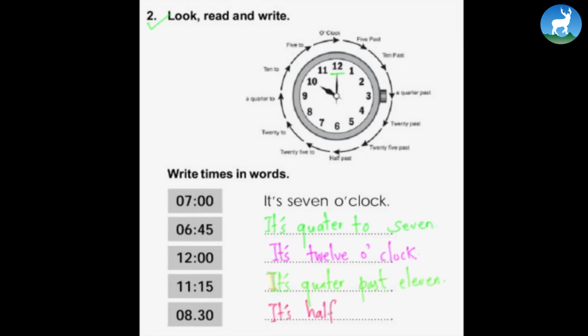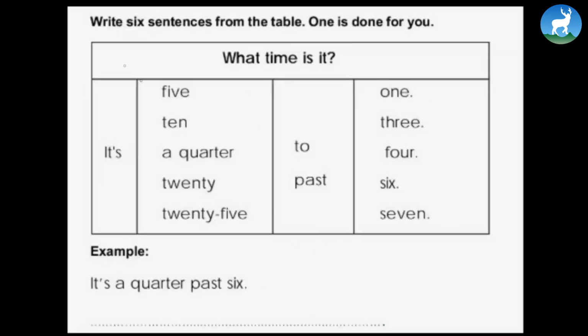It's half past 8, right? So this is how you can tell the time. Write 6 sentences from the table. One is done for you. So one example is done. It's quarter past 6. Let's look at this table.